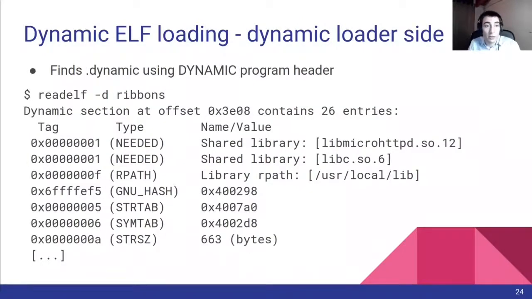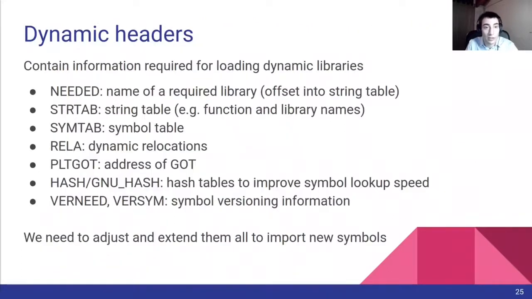So the dynamic loader, remember, its job is to load dynamic libraries, and to do so it needs to find the content of the dynamic section. To do so, it finds the address of the program headers by reading the auxiliary vector, and from there it looks for the dynamic program header. Now, the dynamic program header points to the dynamic section, and in the dynamic section there are many types of entries, and so these are the main ones.